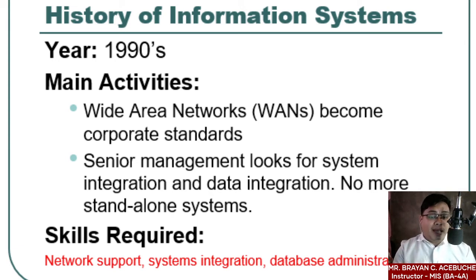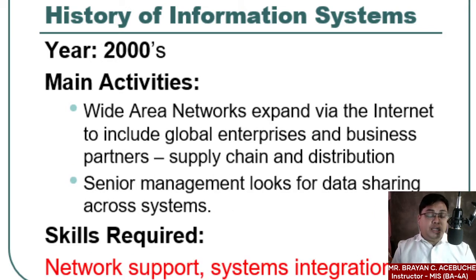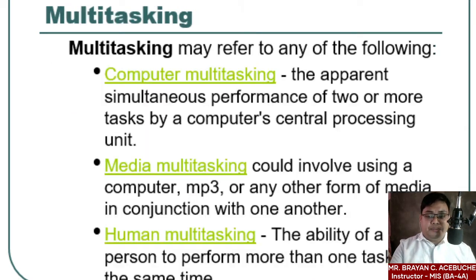Now in the year 2000s, the main activities in information systems are wide area network expands via the internet to include global enterprises and business partners, supply chain and distribution. And also, senior management looks for data sharing across systems. And for that to be accomplished, skills required are network support and systems integration.